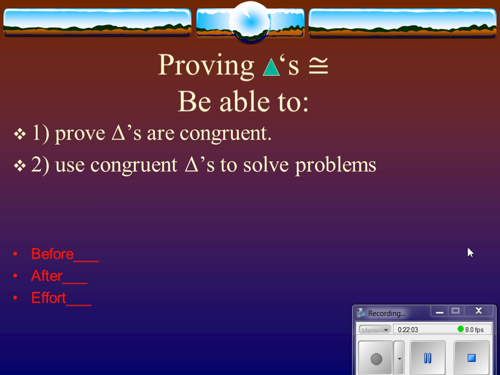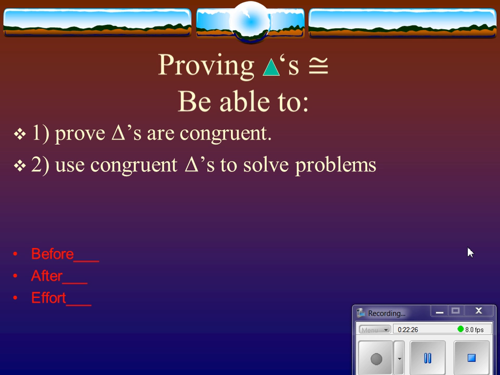Think for a minute. How many different parts? Six. A triangle has what? Three sides and three angles. Alright, so it's got six different parts. The section that we're skipping wanted you to show all six parts of one triangle are the same as all six parts of another triangle, and that means that they're congruent.